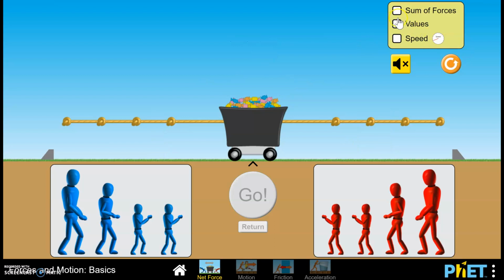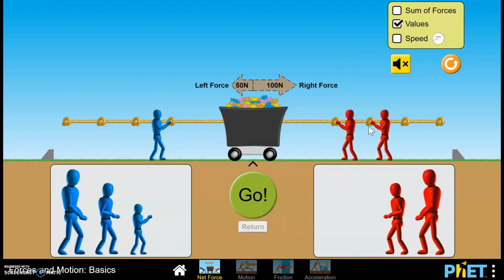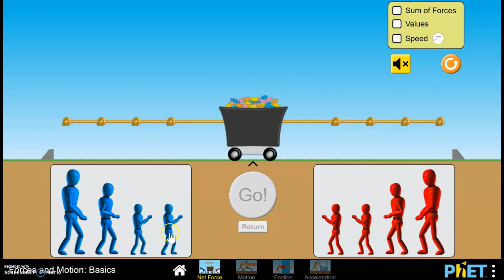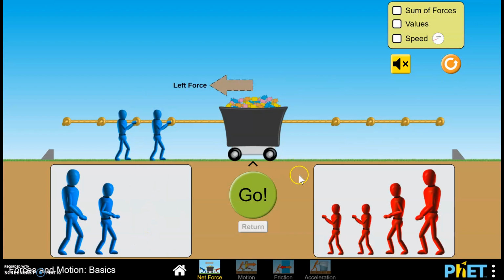All right, so what we're going to do is set up a new scenario. For this scenario, I'm going to start out with unbalanced forces, just like before. Actually, let's do it this way. You guys think a bit more. We're going to start out with unbalanced forces like this, and I want you to predict what you think is going to happen. Once I start this simulation, the blue guys are going to pull to the left and the red guy is going to pull to the right. And as we know, the blue guys are going to start winning. They're going to start moving that cart to the left.